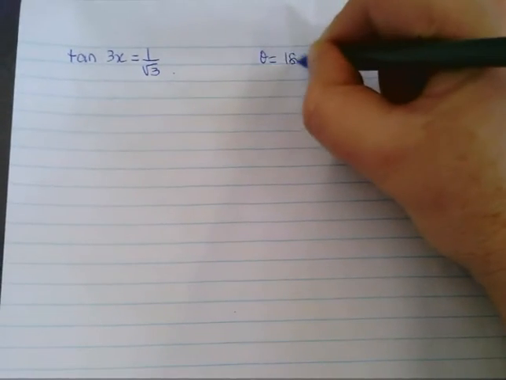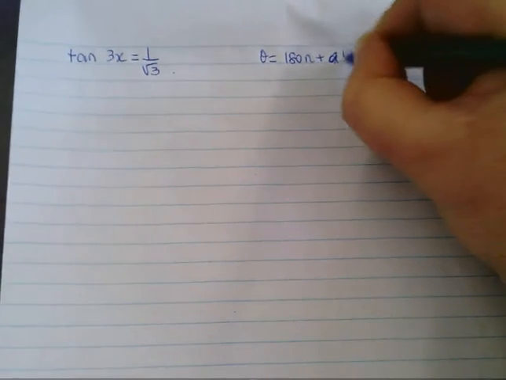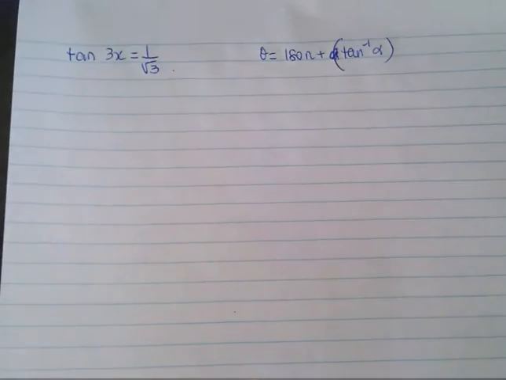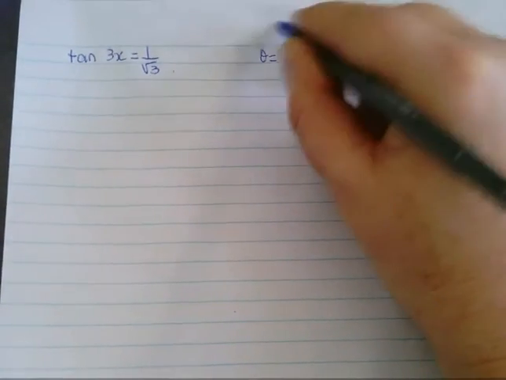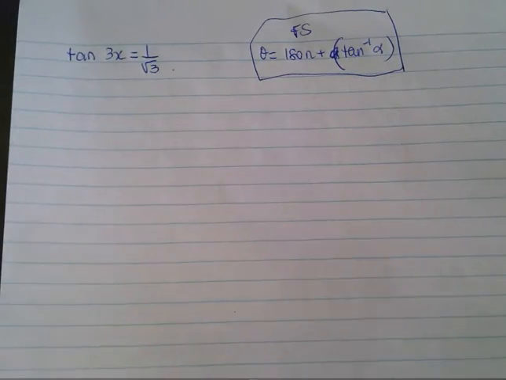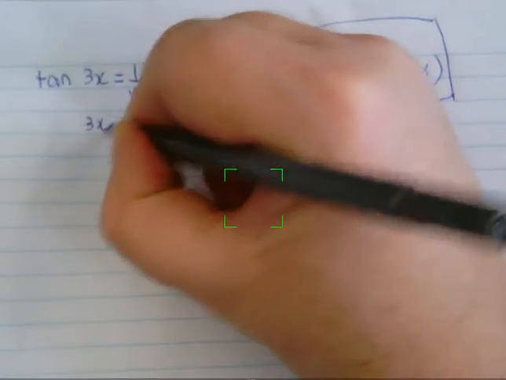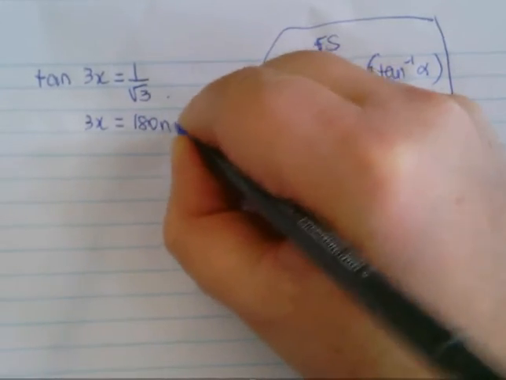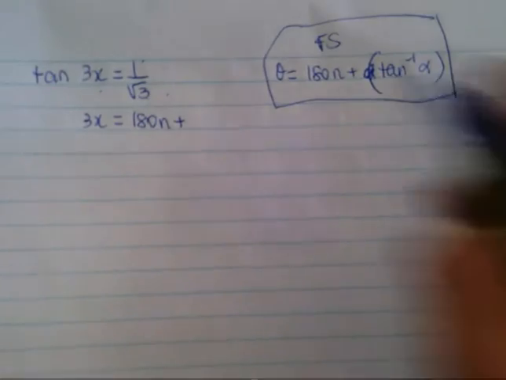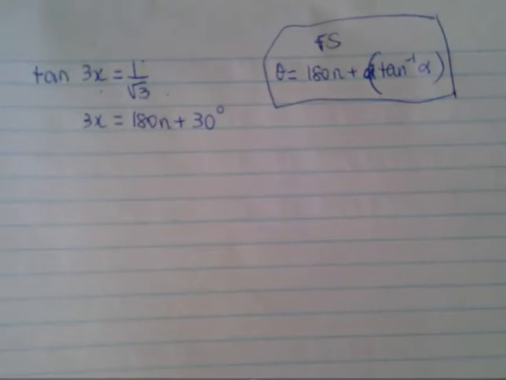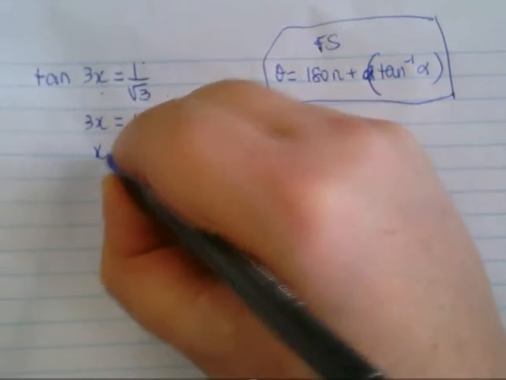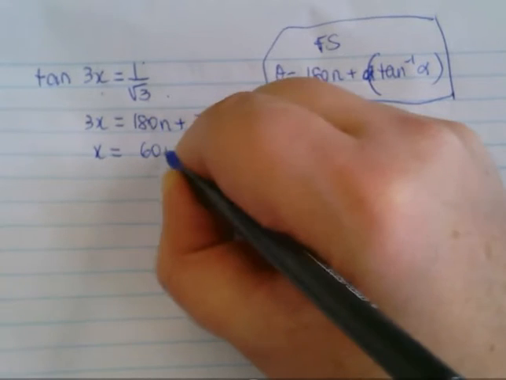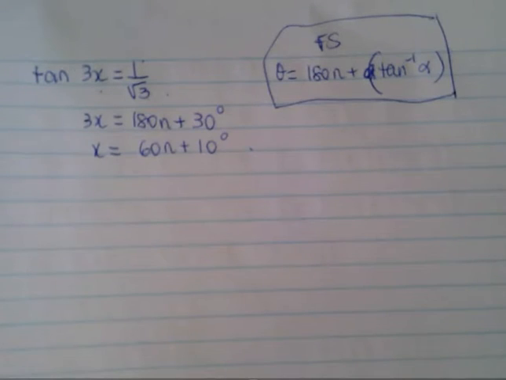Tan of 3x is 1 on root 3. Remember, your general solution on your formula sheet is as follows: 180n plus tan to the minus 1 of alpha. Okay, that's what appears on your formula sheet for tan. So what are we going to do? That's our angle. So 3x is 180n plus tan to the minus 1 of what is 1 on root 3? Tan of 30. Okay, so you just write 3x. And now what do we do? We divide through by 3. 60n plus 10 degrees. Okay.